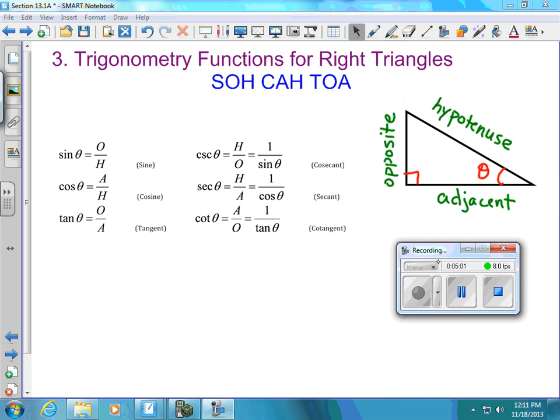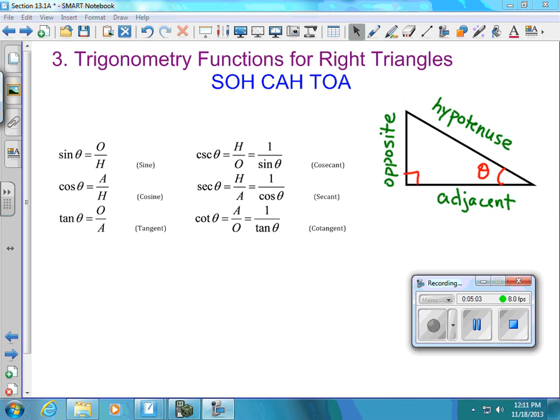So hopefully you copied that previous slide, all that information down. Let's go through our definitions of sine, cosine, tangent, cosecant, secant, and cotangent. Okay?